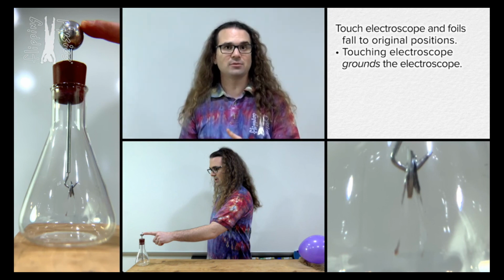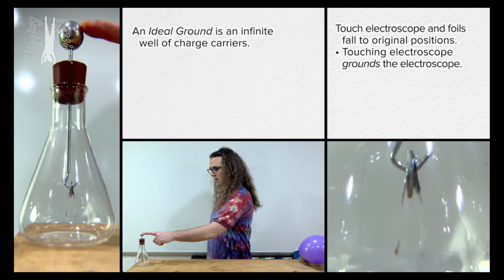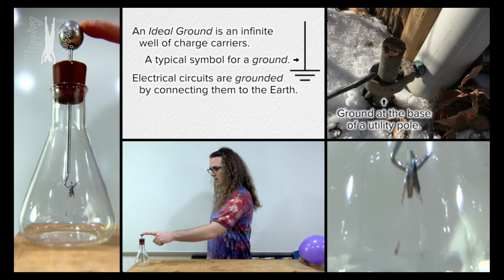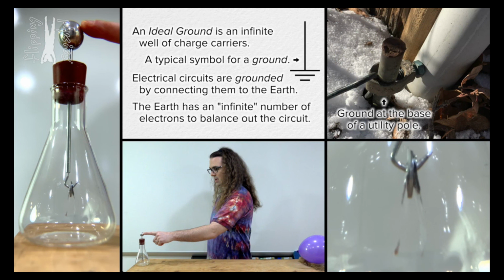An ideal ground is an infinite well of charge carriers, and this is typically the symbol used for a ground. We call it a ground because electrical circuits are literally connected to the earth or the ground. And the earth has, relatively speaking, an infinite number of electrons which we can pull from it or we can give to it. Again, relatively speaking, an infinite number of charges. If something goes wrong in a circuit, the ground will serve as a way to balance out the charges.